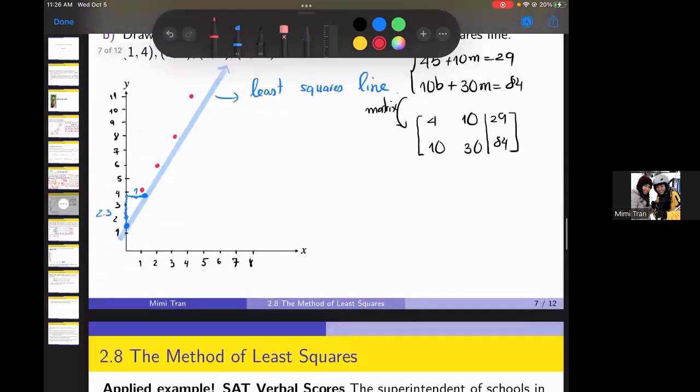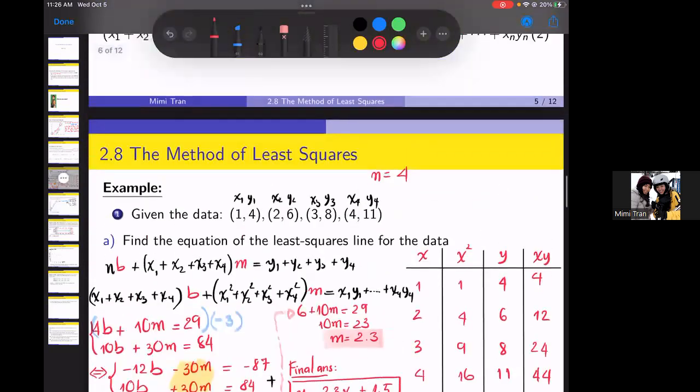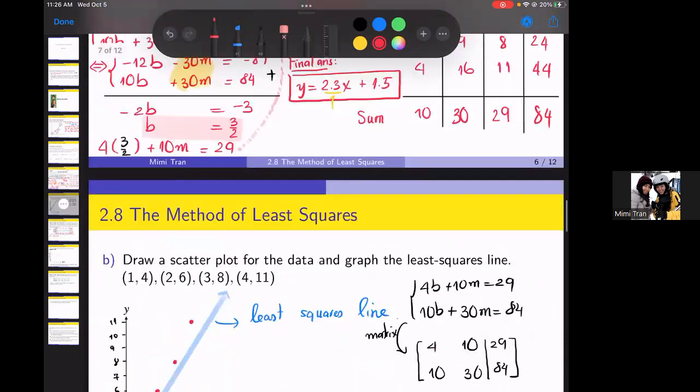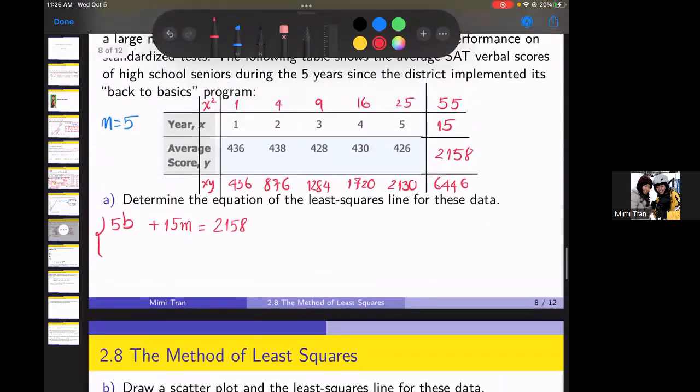Second equation. Let's see. Sum of x squared, and then xy. Sum of x is 15. Sum of x squared is 55m. And then xy is 6446.